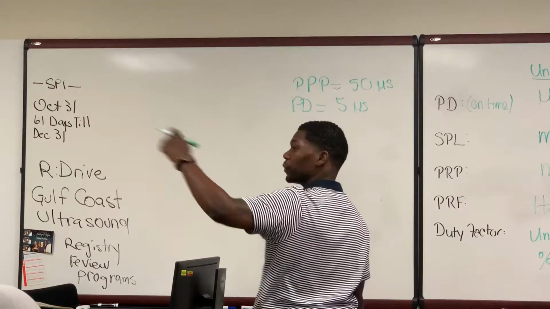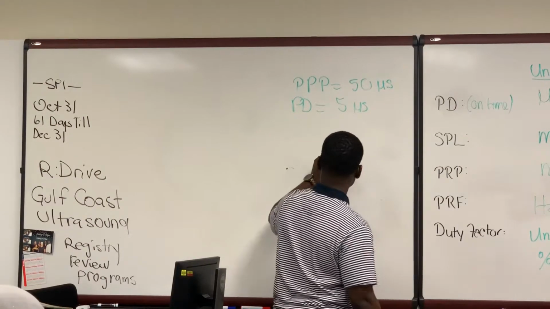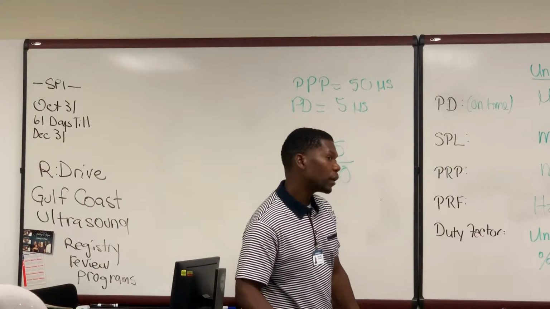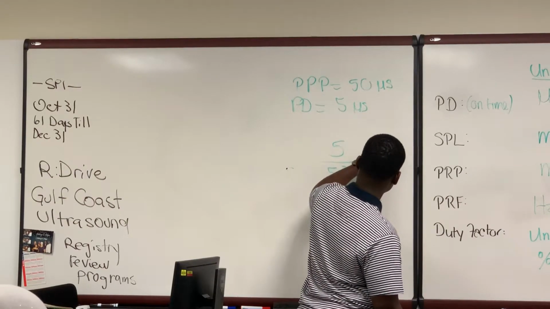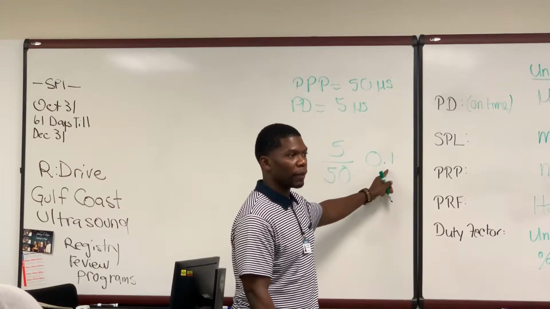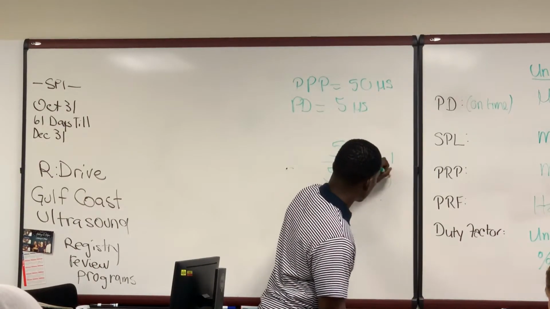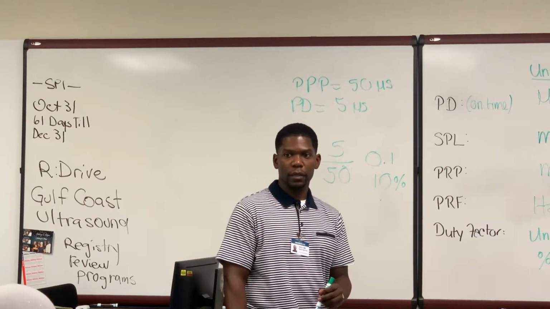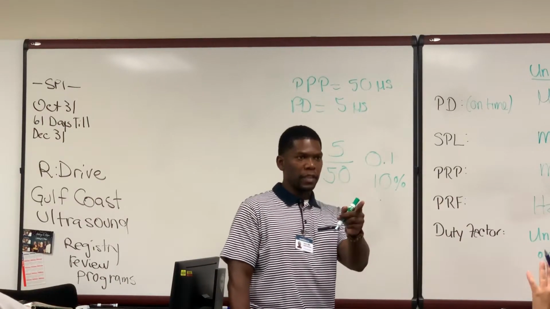All right, so pulse duration, 5 divided by 50. What do we got there? 0.1. All right, so that's going to be our duty factor right there. Multiply that number by 100. What is that? 10. So that means our duty factor is going to be 10%. Okay. Was that clear?